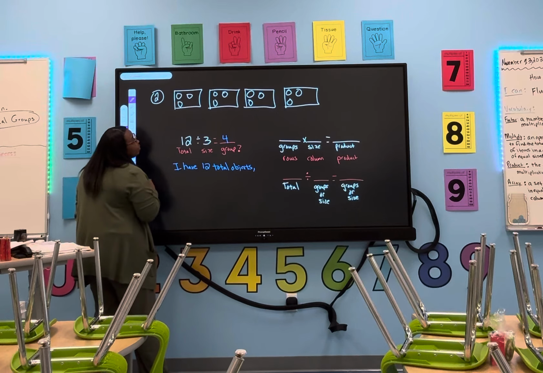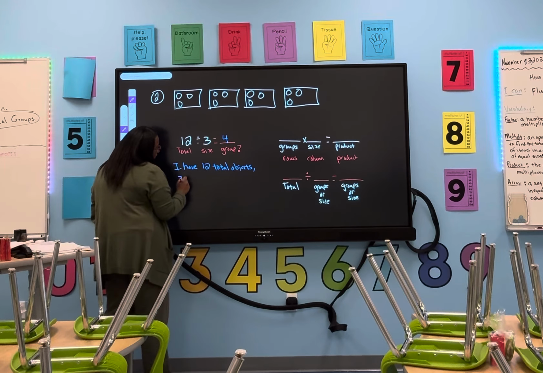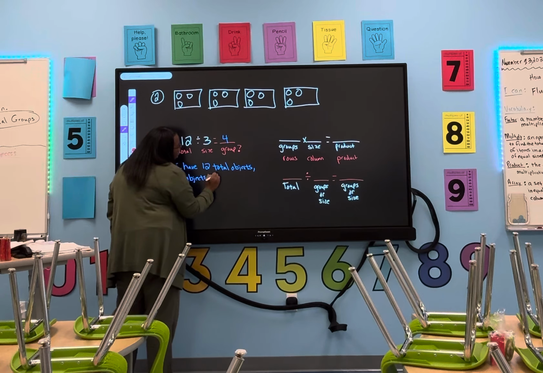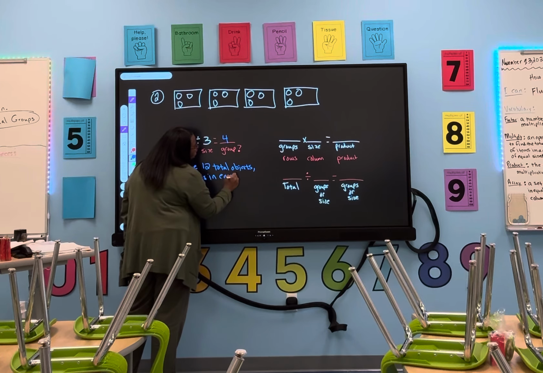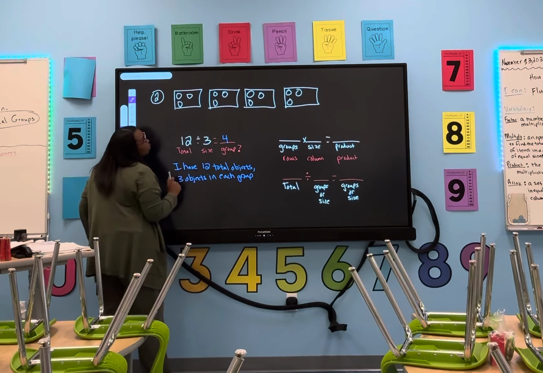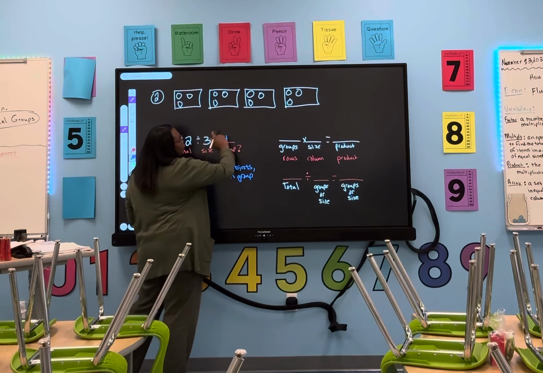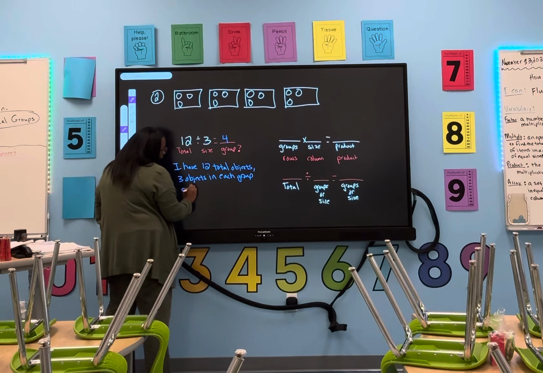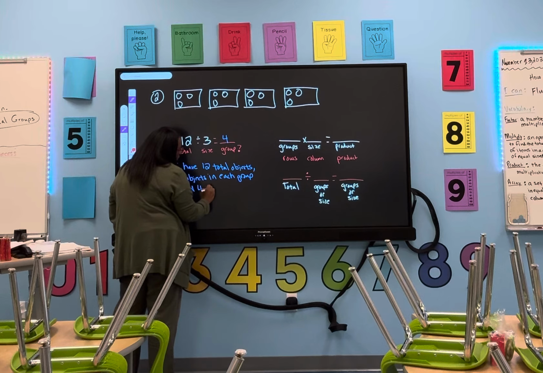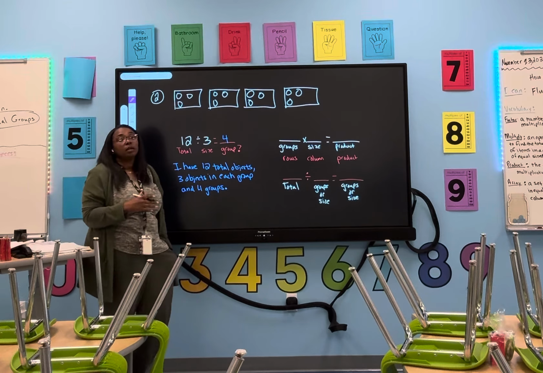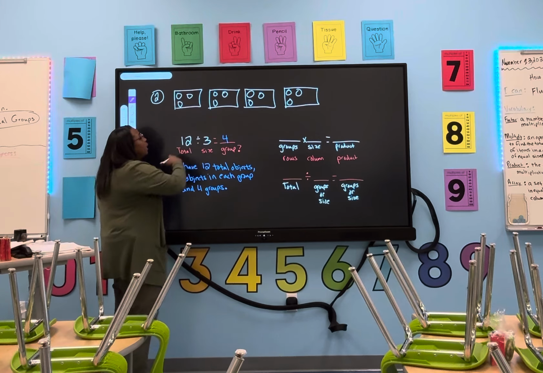And then I have 3 objects in each group. So I have 3 objects in each group, and then this 4 tells me that I have 4 groups. So that's how these numbers can help me explain how to solve this.